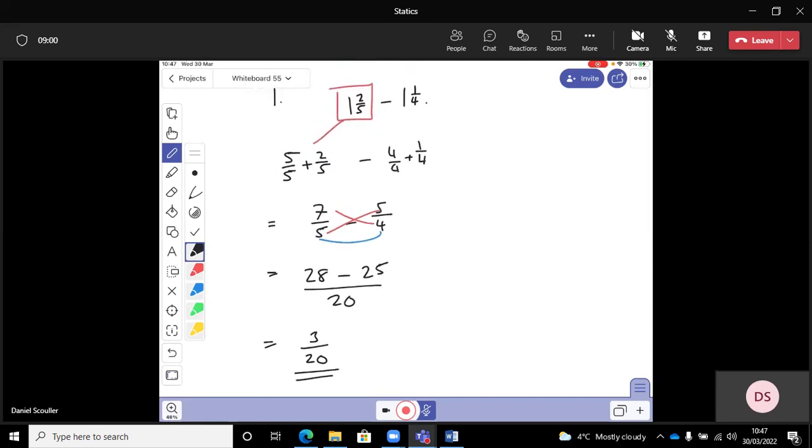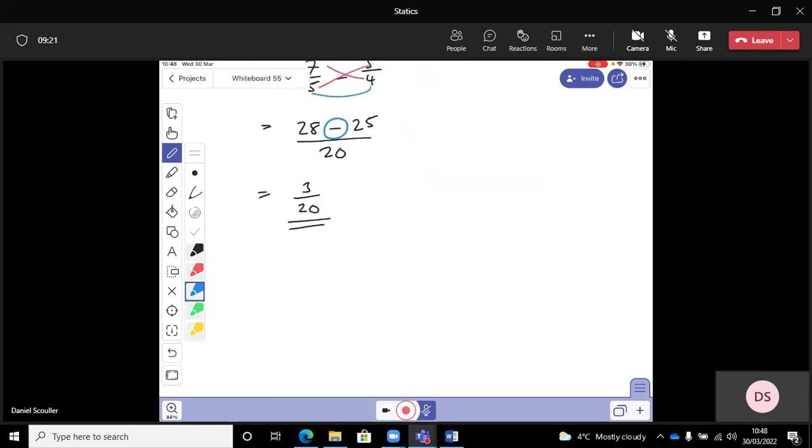Okay, so the most important stage is that breakdown there. Recognizing that one whole is going to be whatever the denominator is, top and bottom, plus your remainder. Also be careful of the symbols. Other than that, it was reasonably well done.